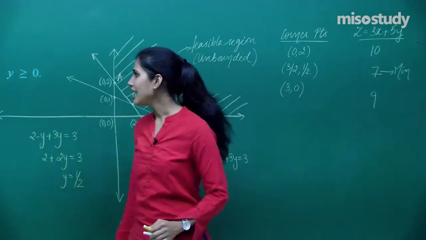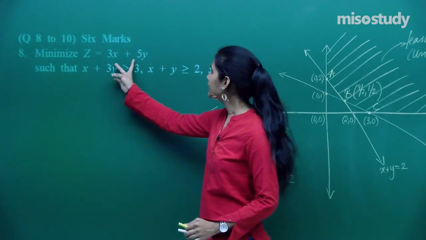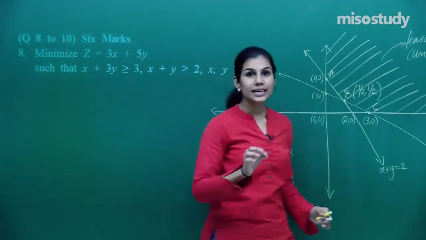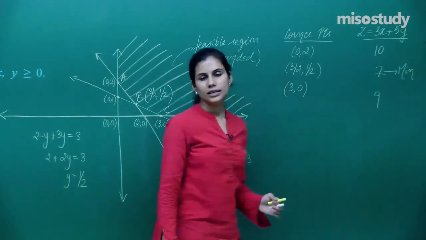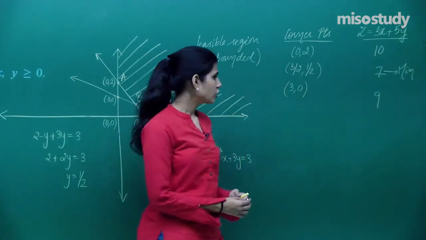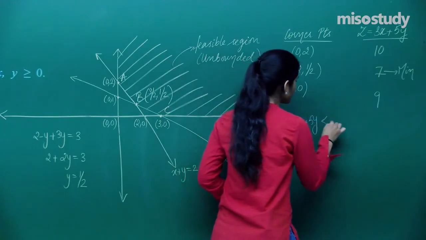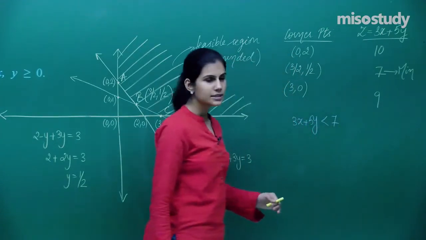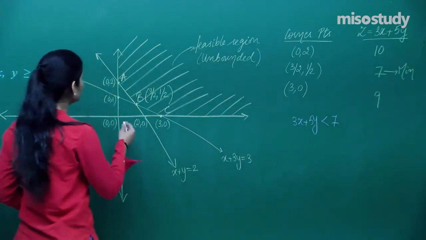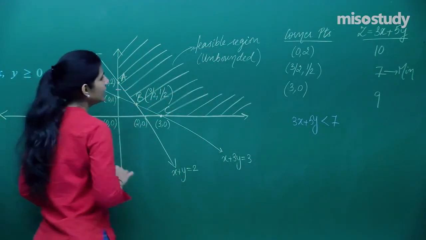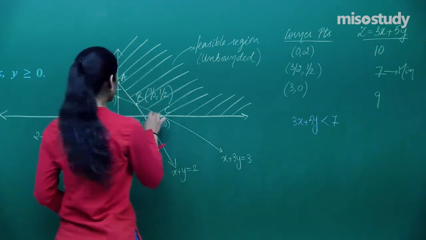But first of all, I will be plotting the region represented by 3x plus 5y strictly less than 7, because I am talking about minimum. So if I talk about 3x plus 5y strictly less than 7, region represented by this, you know when x is 0, y is 7 by 5, which is 1 point something somewhere here, and when y is 0, x is 7 by 3, which is 2 point something, that is somewhere here.